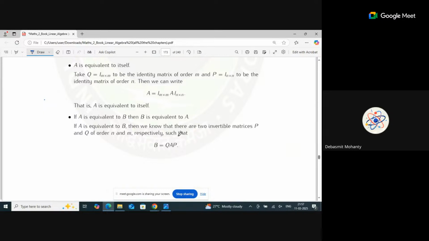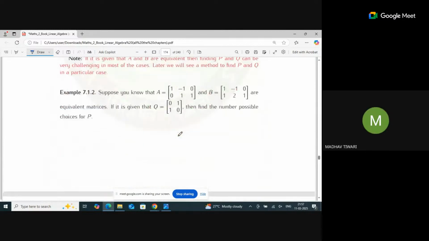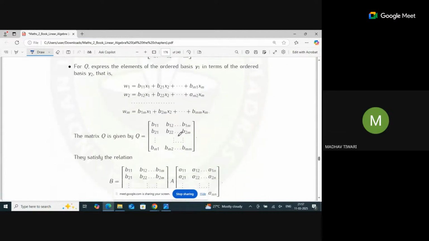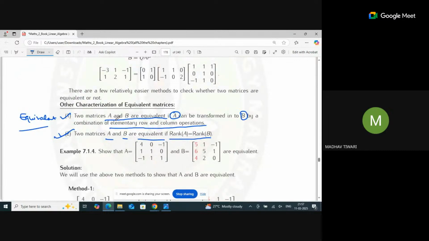So, quick question. When we say equivalent, it means we can do elementary operations. Yes, that condition. It is one of its characteristics: if you can transform A to B using some elementary row or column operations, then you can say that they are equivalent. And two matrices are equivalent if their ranks match. Either way you can apply it. So generally, this is what we learned.